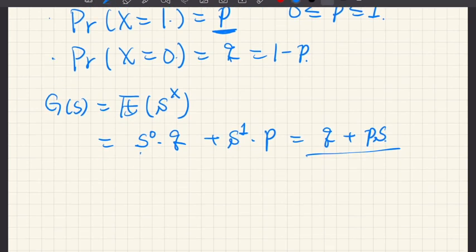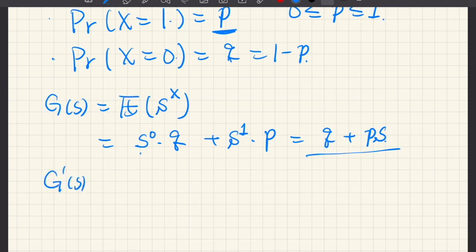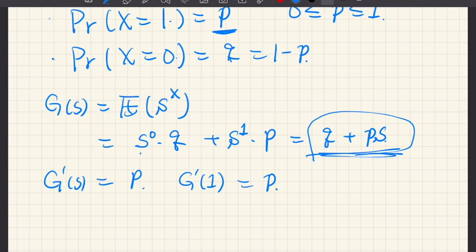So if we differentiate this function with respect to s once, we get p, right? Just differentiate this, we get just p. This is already a constant, but anyway, if we substitute s with 1, it's still p. So that should be the expectation value of this random variable.